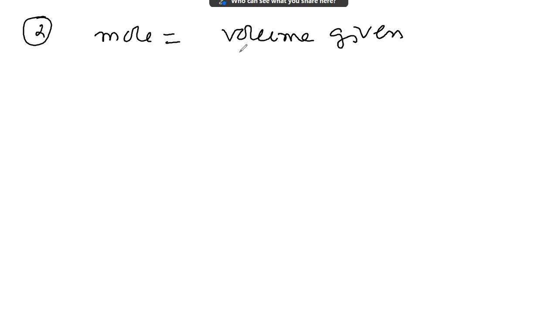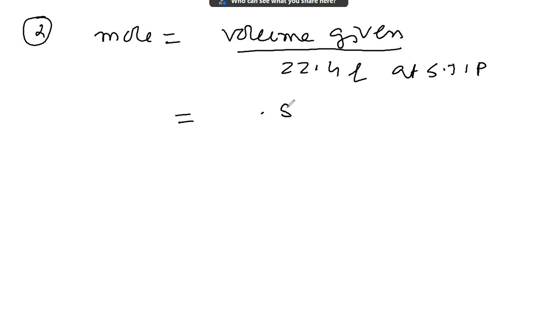First of all, in the second sum, find out the mole first. Mole is equal to volume given by 22.4 liter at STP. In this case, volume is 0.8, so 0.8 by 22.4. This will give you the mole. This is the number of moles in 0.8 liter. How to get the molecule?